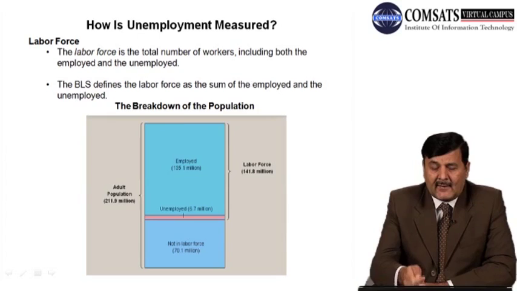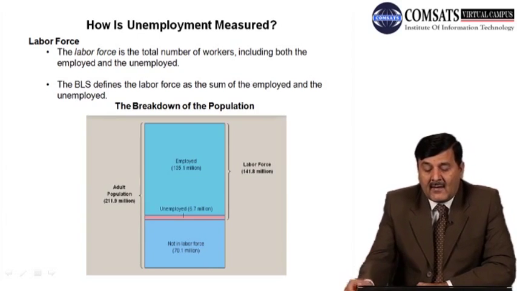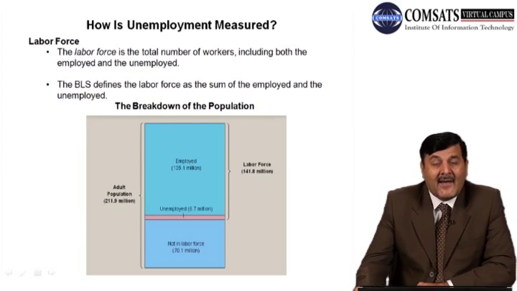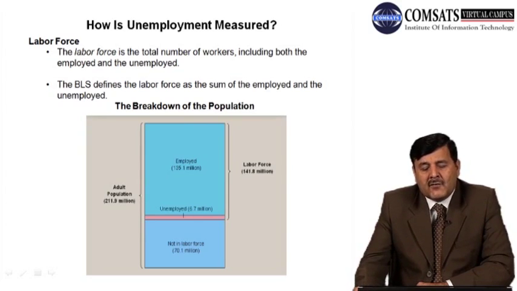And in that case, in this example, if we add up 135.1 million employed with 6.7 million unemployed workers, we get the total labor force of the economy, those who are available, willing to work, or working, which is 141.8 million. So this is how we can divide the population into different categories.